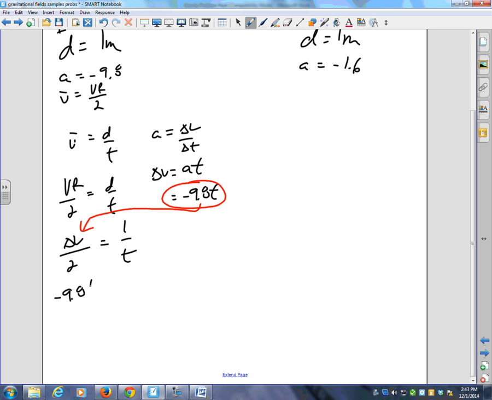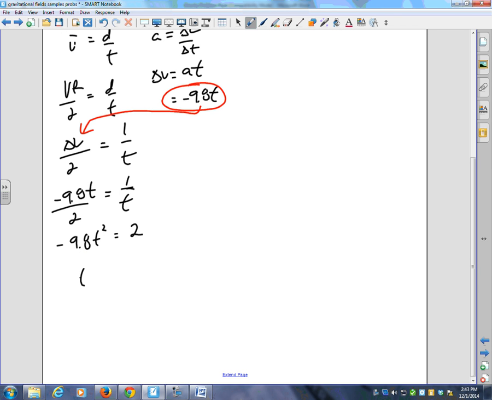Minus 9.8 T over 2 is equal to 1 over T. I now have created an equation that has only one variable, that variable being time. Cross multiply. Minus 9.8 T squared is equal to 1 times 2. Okay. T squared is equal to 2 over minus 9.8.